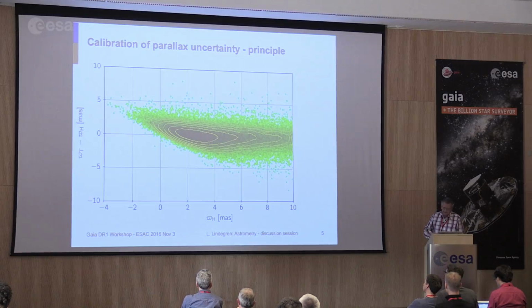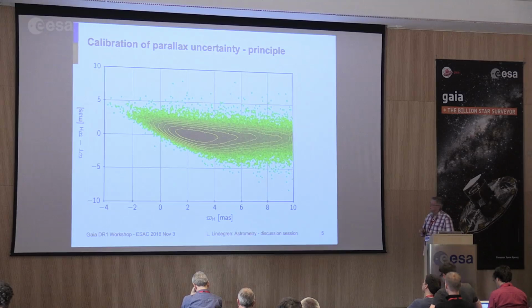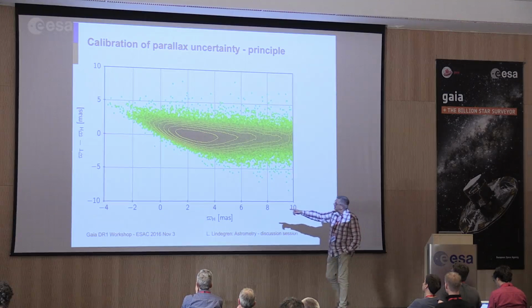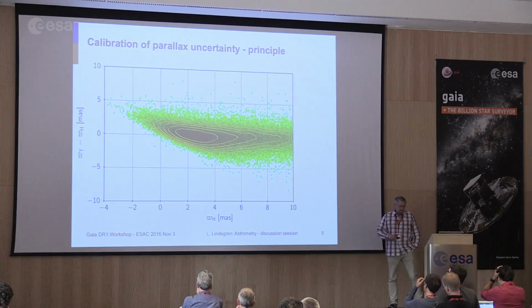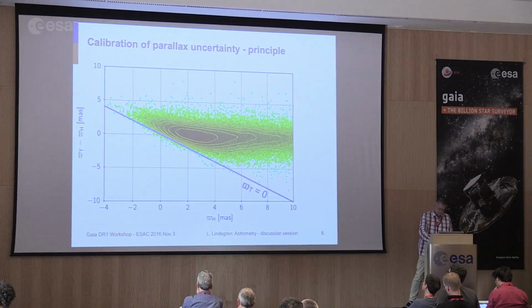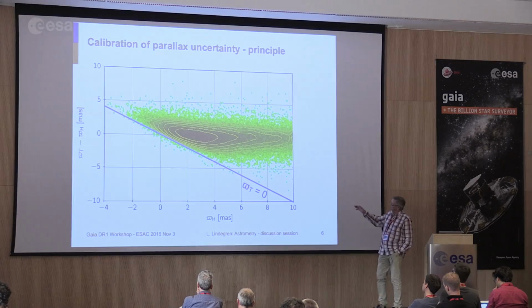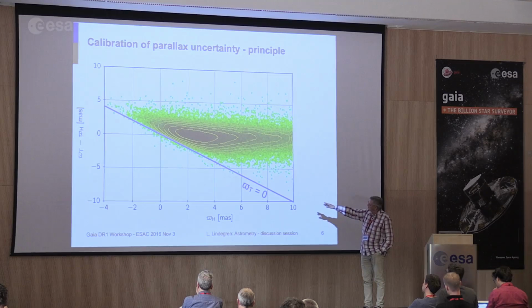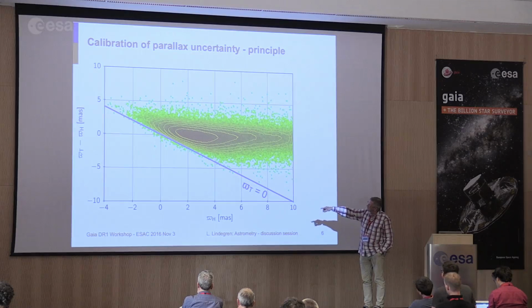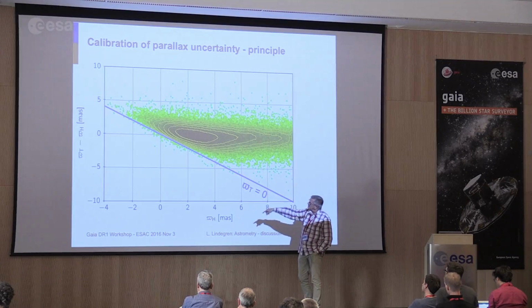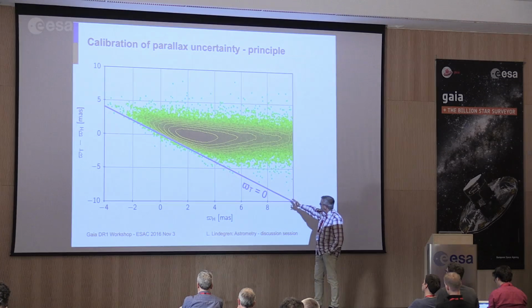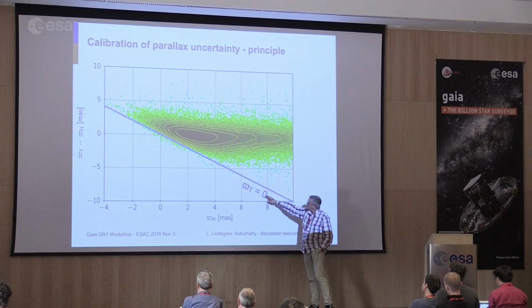Another way of plotting exactly the same diagram is this, which Xavier also showed. So this is the Hipparcos parallax, and here is the difference between the two parallaxes. These two quantities are correlated because the Hipparcos parallax appears on both the horizontal and vertical axis, and in fact this line here corresponds to zero Gaia parallax.